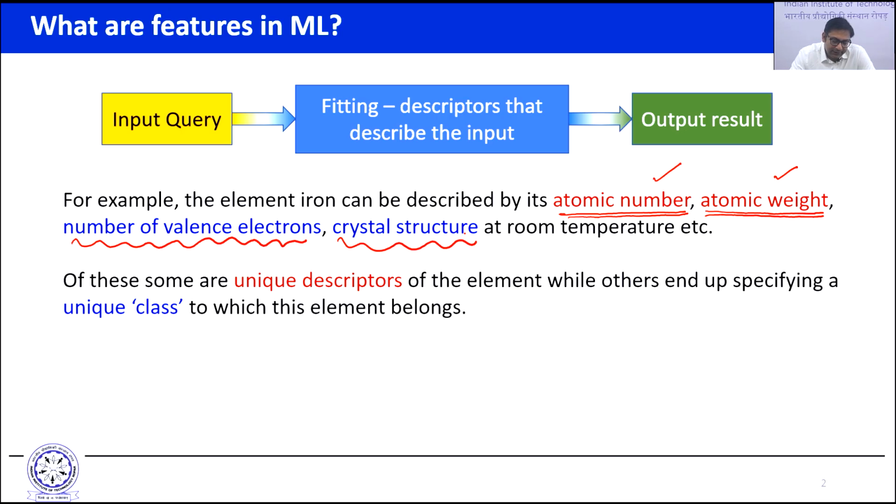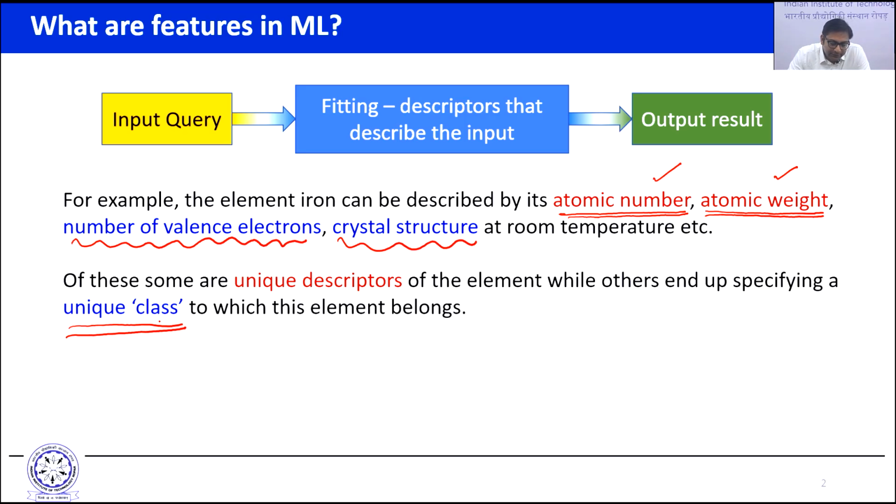Now, the advantage of the unique descriptors is that the moment you give them, it's very easy to figure out what element you're talking about. Whereas if you're using some of the other ones, like the number of valence electrons or the crystal structure, what that does is specify a class to which this particular element belongs, right? If I specify the crystal structure of iron at room temperature as body-centered cubic, I am essentially saying that iron falls into the group of elements which has a body-centered cubic crystal structure at room temperature.